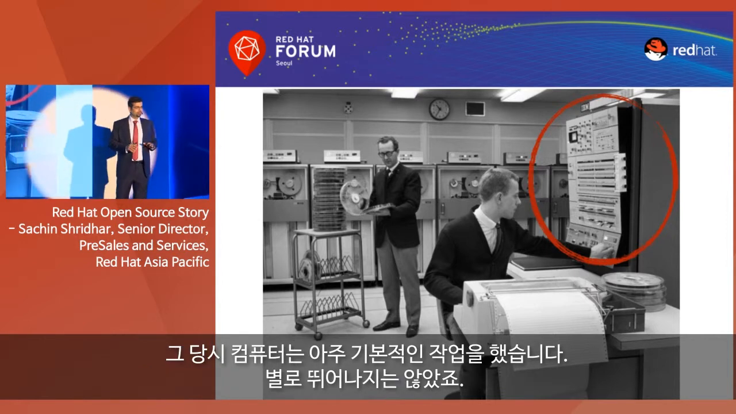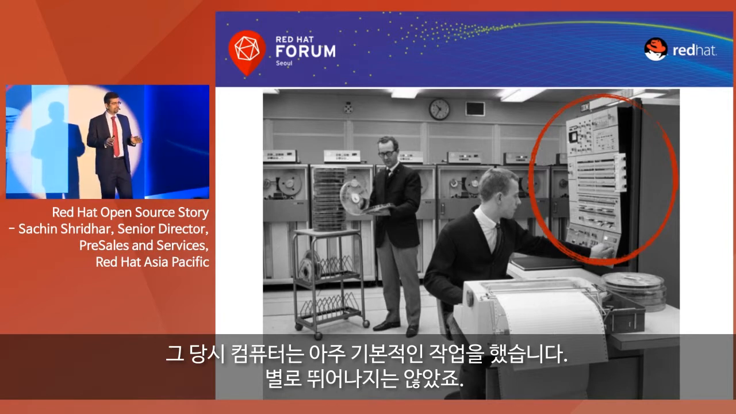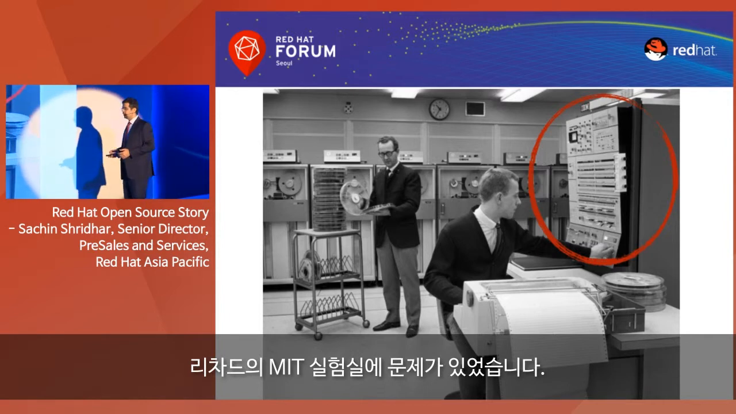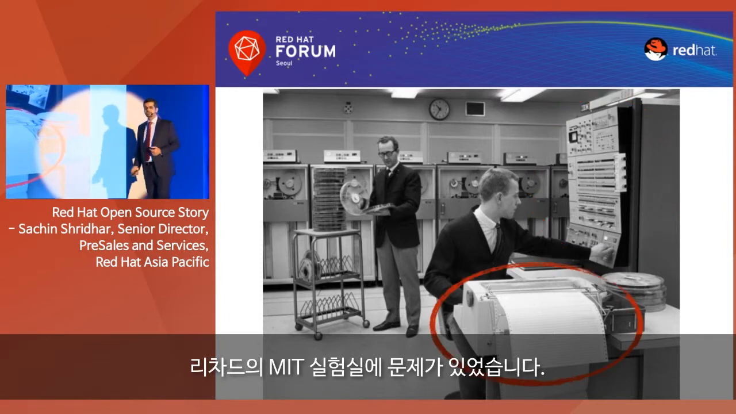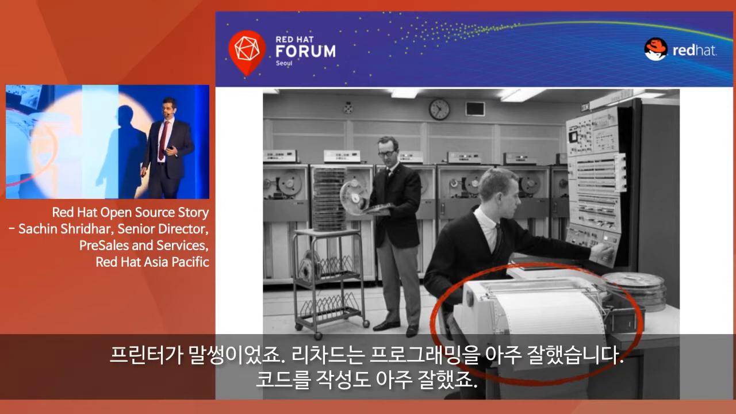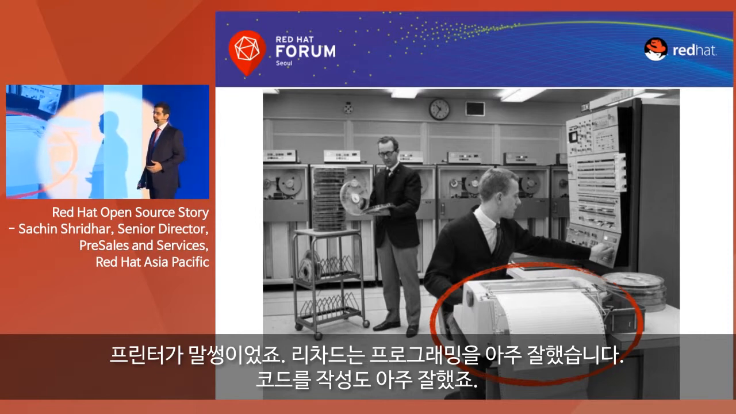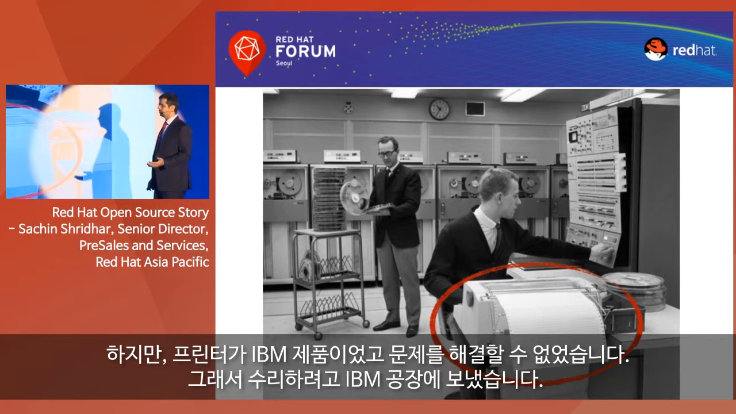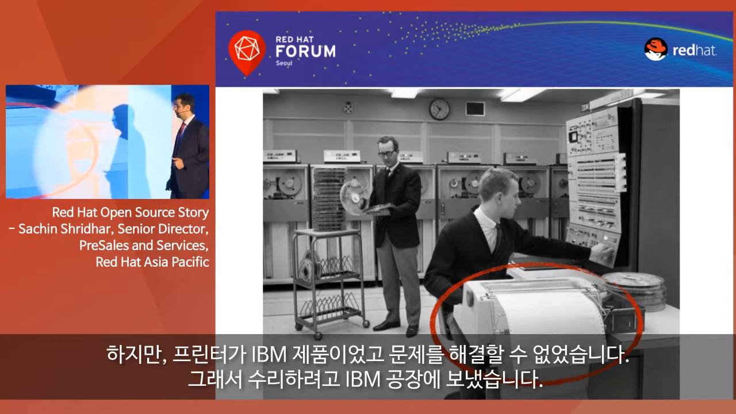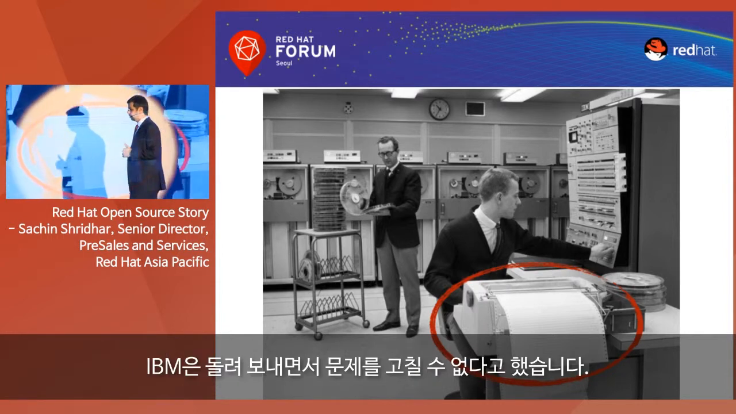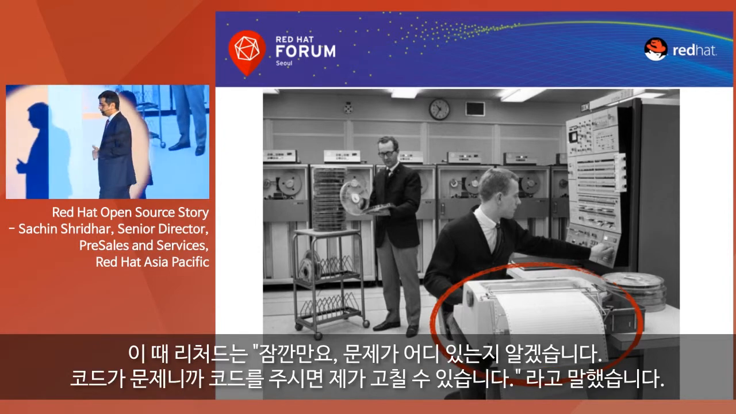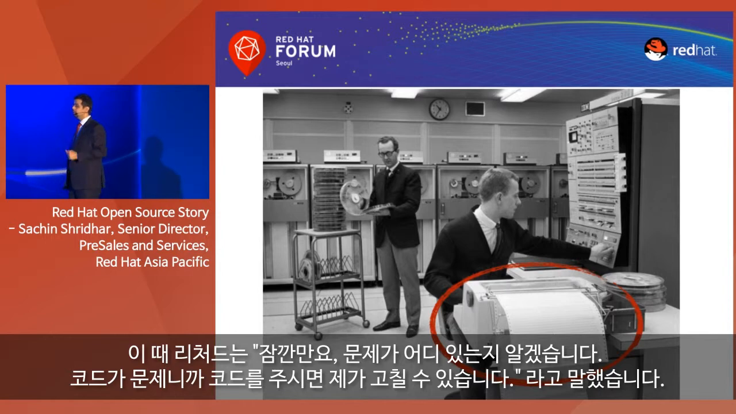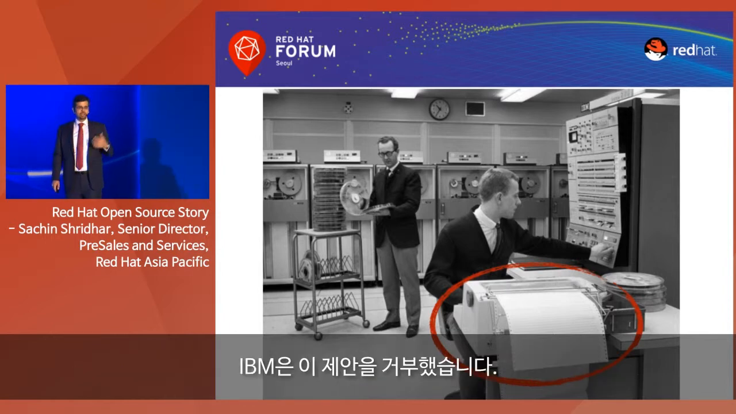And computers in those days did very basic tasks. They were not very advanced. They did very simple things like storing data or printing data. And Richard had a problem in his MIT lab with the printer. The printer was not working. Richard was very good at programming. He was very good at writing code. He knew where the problem was. But it was an IBM printer, and he couldn't fix it. So they sent it to the IBM workshop for repair, and IBM came back and told him they can't fix the problem. Now Richard said, hold on, I know where the problem is. If you give me the code, I can fix it because it's a problem in the code. And IBM obviously refused.